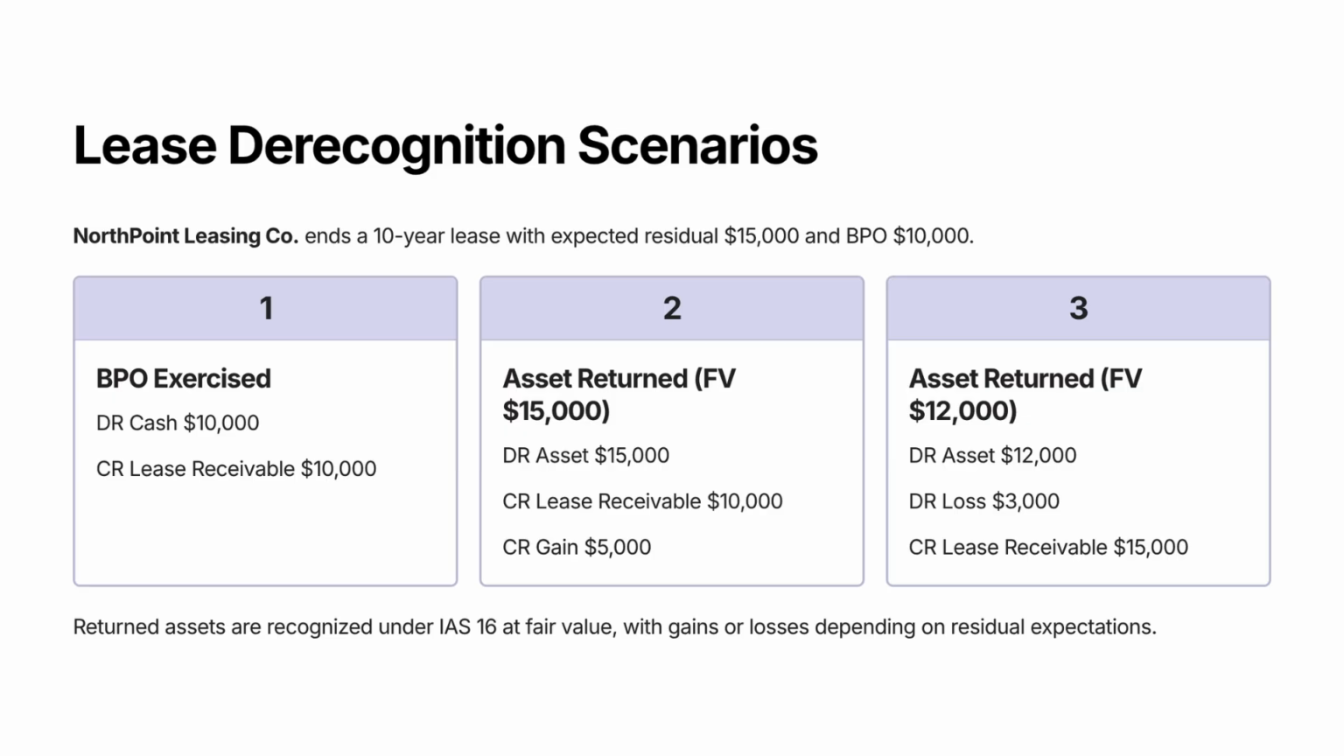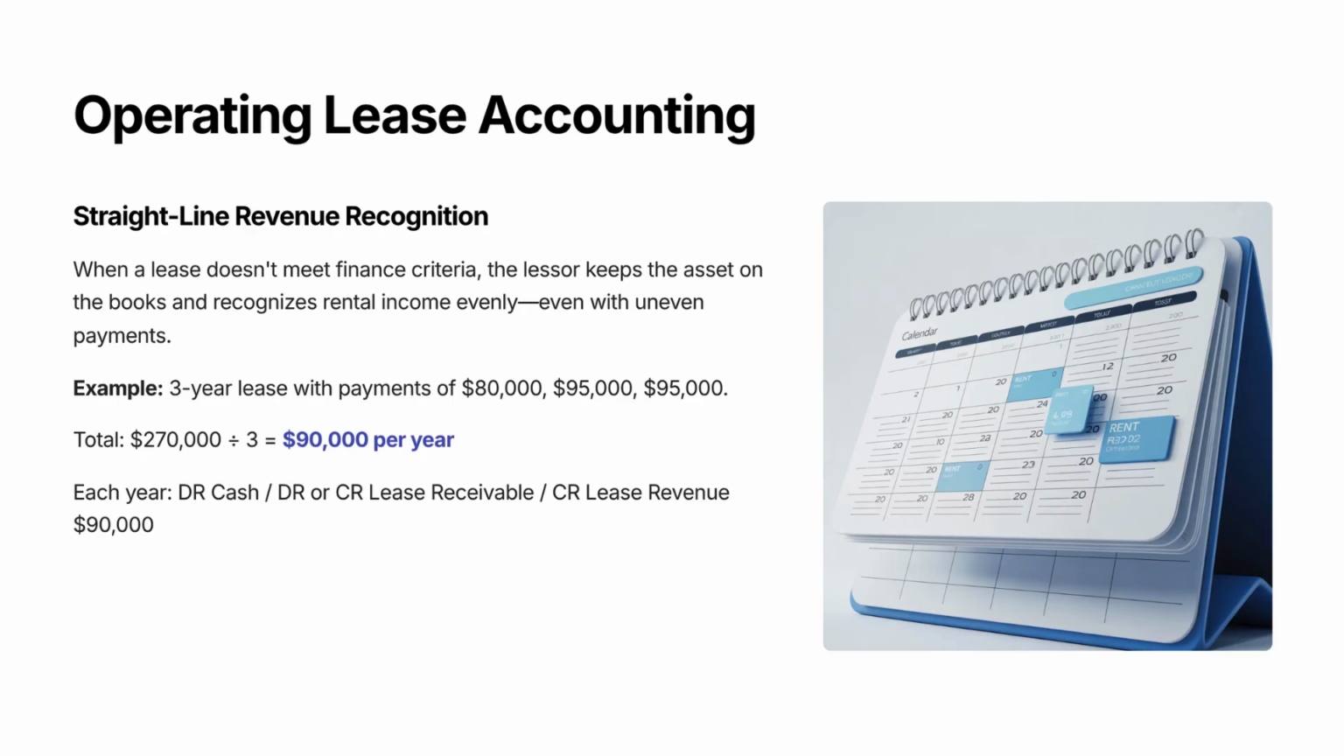If the fair value were only $12,000 instead and no guarantee, debit asset $12,000, debit loss $3,000, credit lease receivable $15,000. So that's finance leases. But not every lease transfers risks and rewards. Many are much simpler. Let's move to operating leases. If the lease doesn't meet finance lease criteria, it's an operating lease.